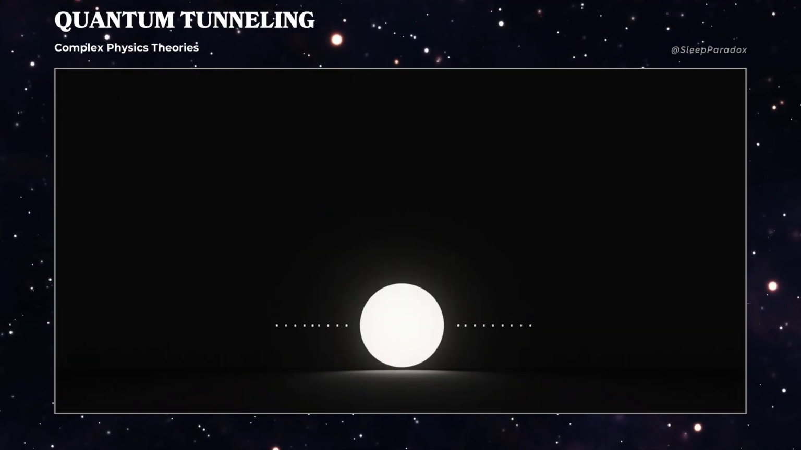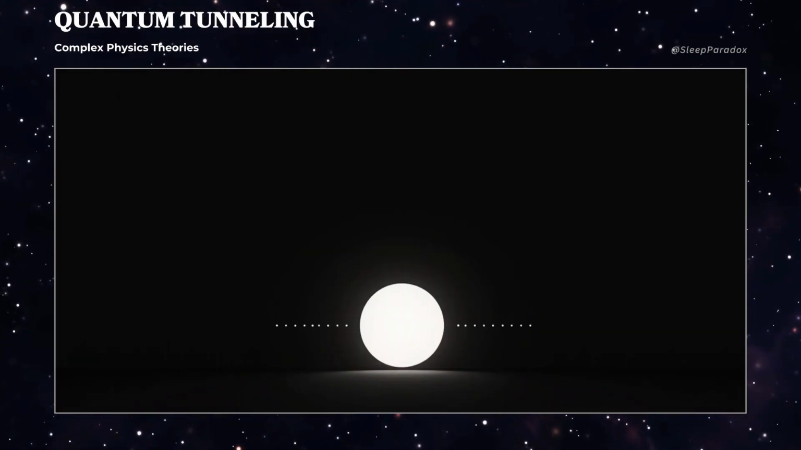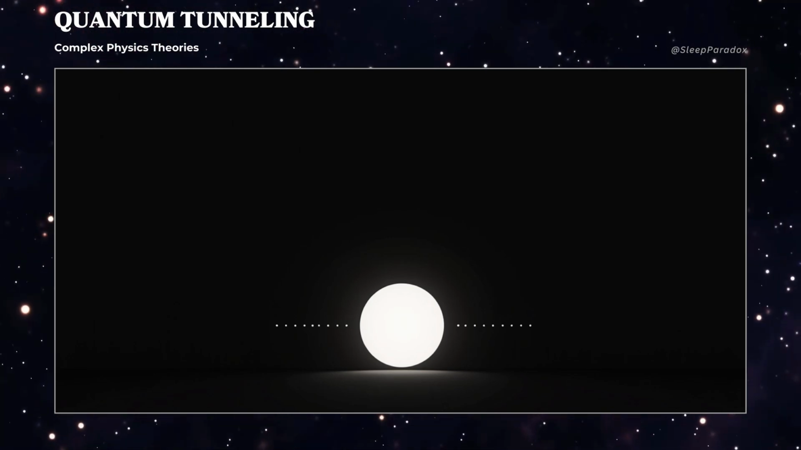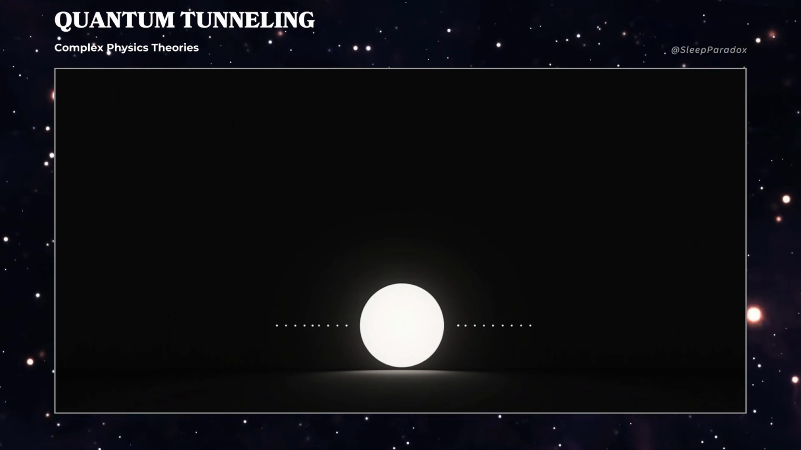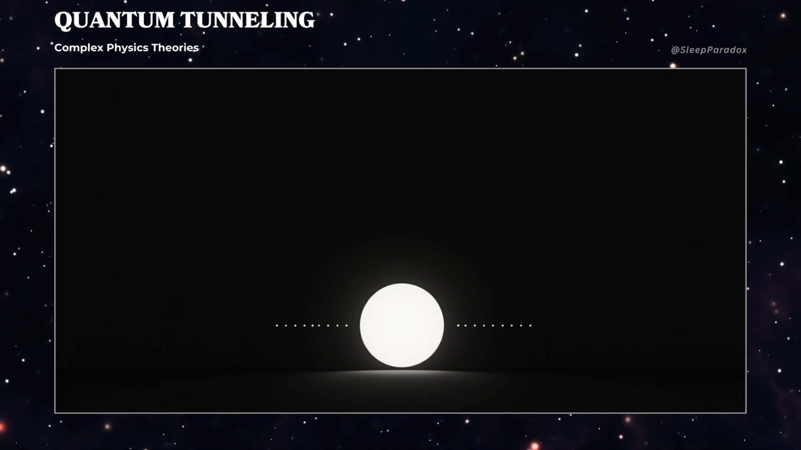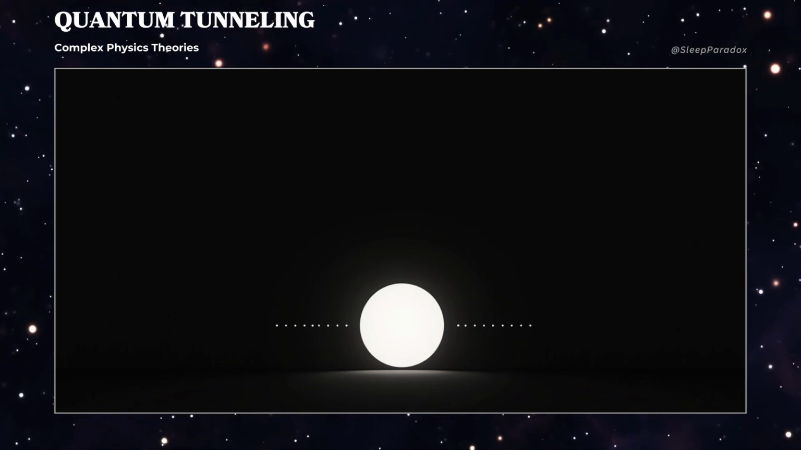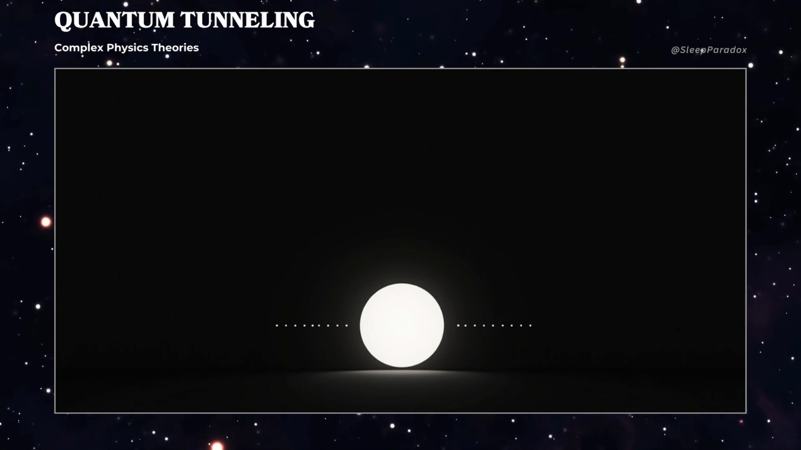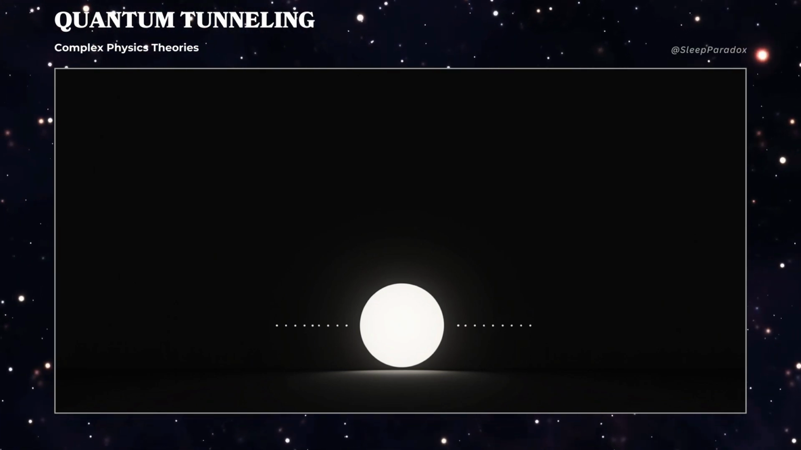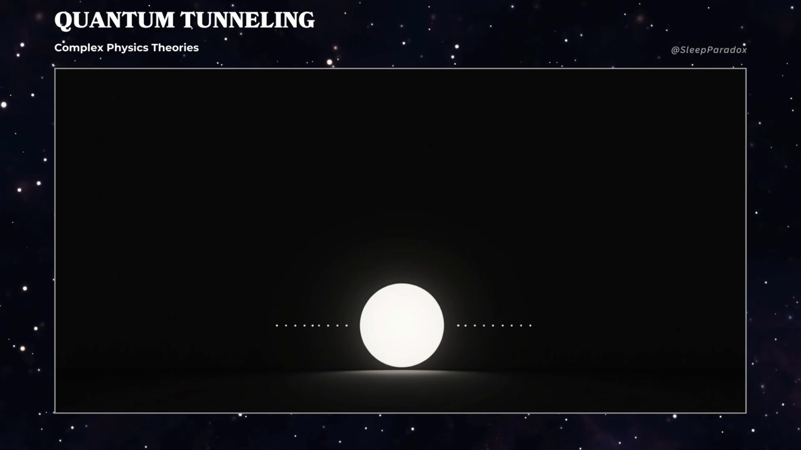Quantum tunneling. Quantum tunneling is a phenomenon that seems impossible at first glance. It describes how a particle can pass through a barrier that it does not have enough energy to climb over. In classical physics, this would be like a ball rolling toward a hill, slowing down, and then somehow appearing on the other side without ever going over the top. But in the quantum world, this happens all the time.